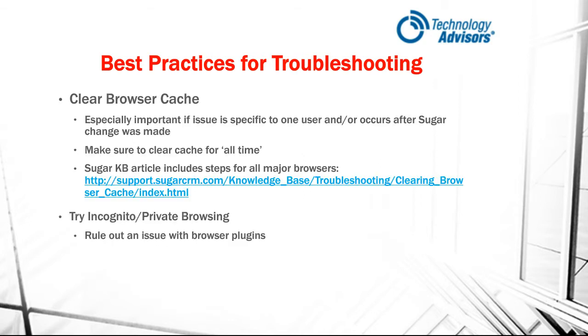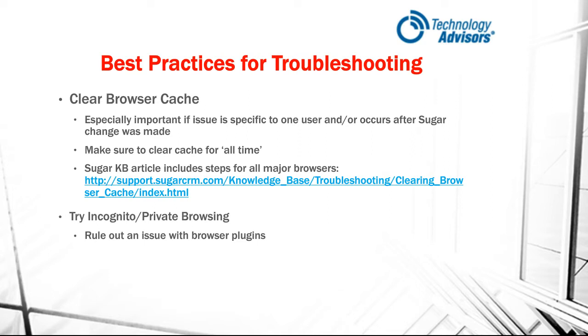Some of the things you can try if you're running into issues is you can clear your browser cache. There are instructions for how to do that on the Sugar support portal, which we've linked to. But this will clear out cookies in your browser that may be affecting how Sugar's behaving. Things like your cookies will save some of your orders of your subpanels or things like that.